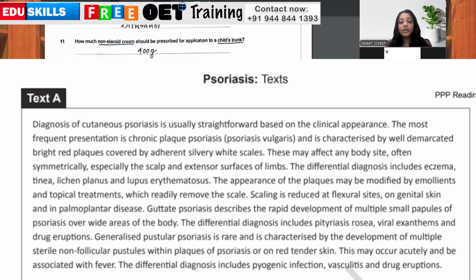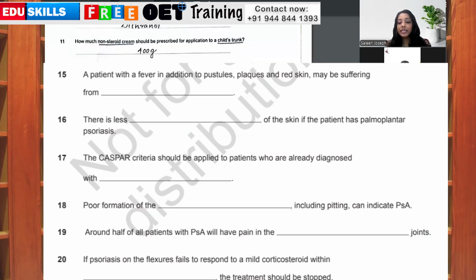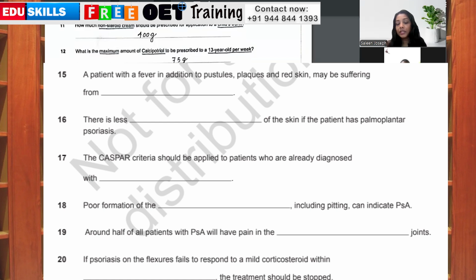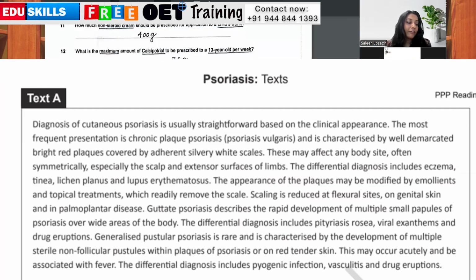Now, the 16th one: there is less dash of the skin if the patient has palmoplantar psoriasis. It is from text A. In text A, what have they mentioned? Scaling is reduced at sites on genital skin and in palmoplantar disease, right? So here they have mentioned there is less scaling. They have used synonymous language here.